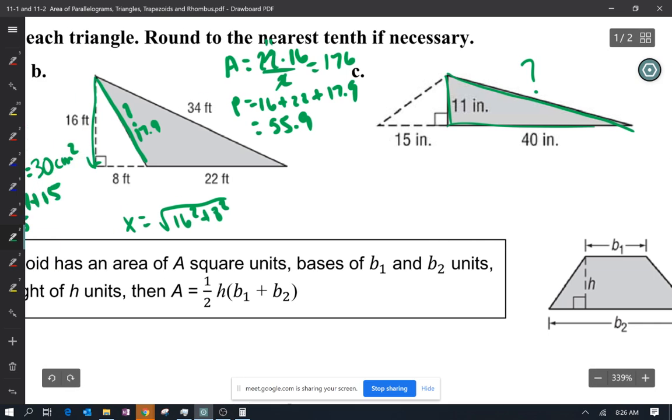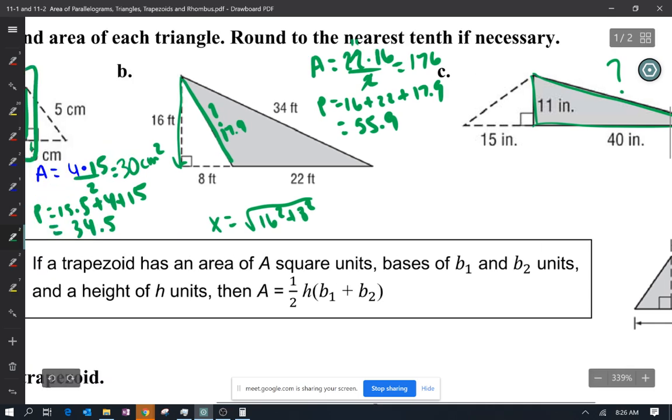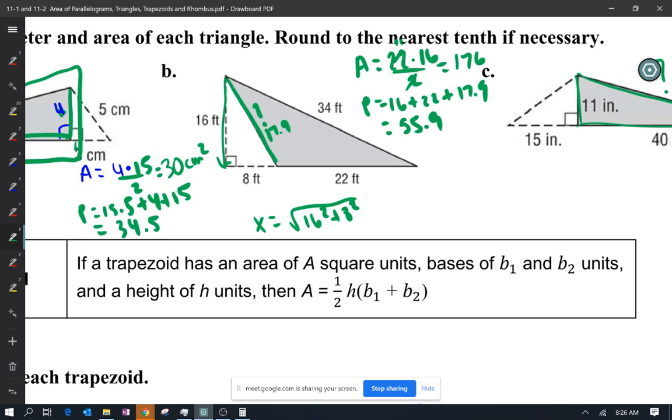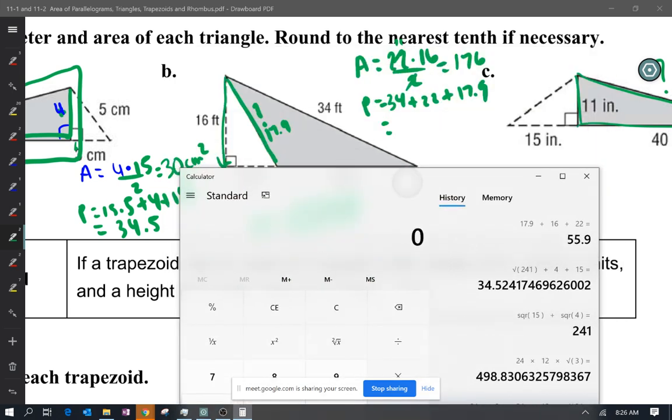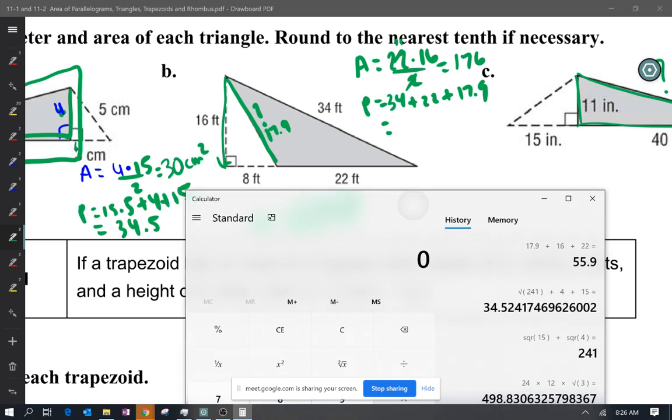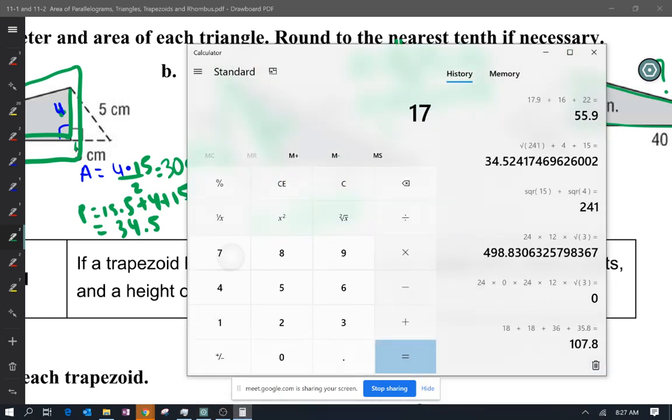Go ahead. Mr. Bussy, on B, did you do the perimeter right? Because you added 16 instead of 34. Oh yeah, you're right. Good catch. Thank you. Yeah, this 16 should have been a 34. So what's that going to change it to? Let's do it again. Thank you for catching that. 34, 22, and 17.9.